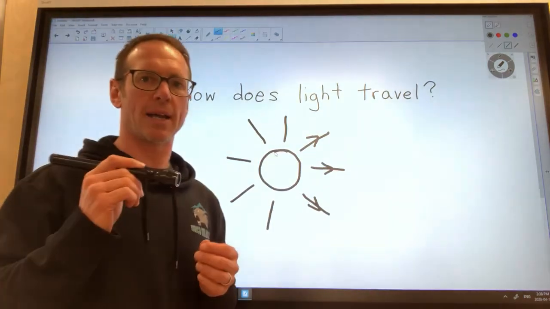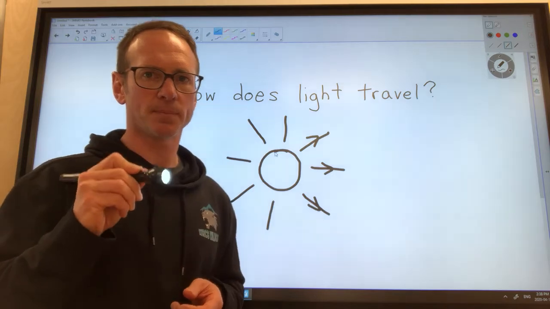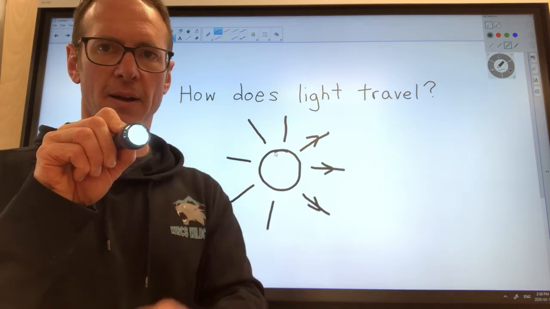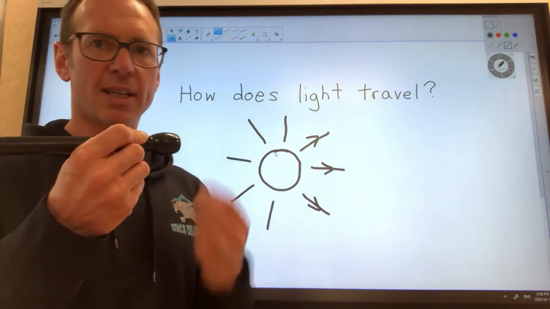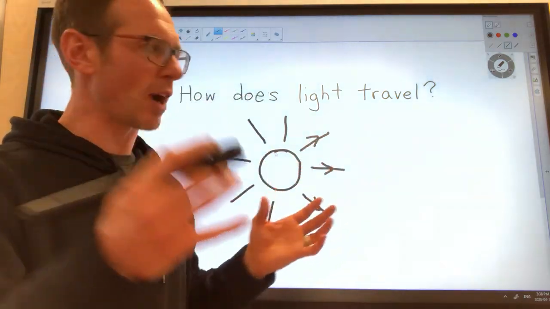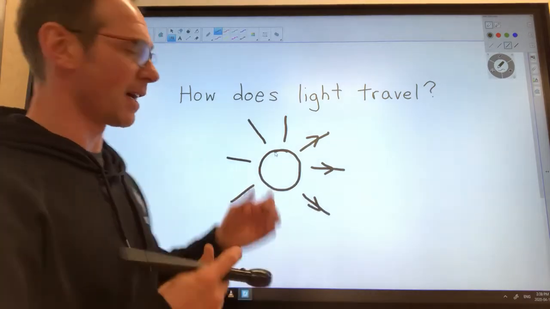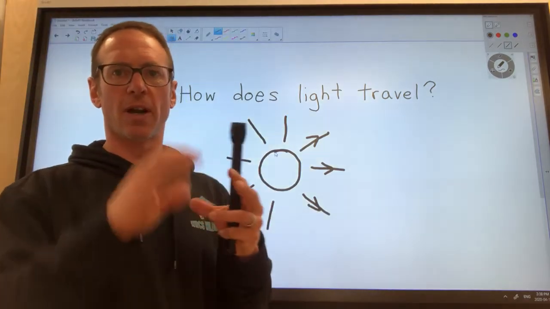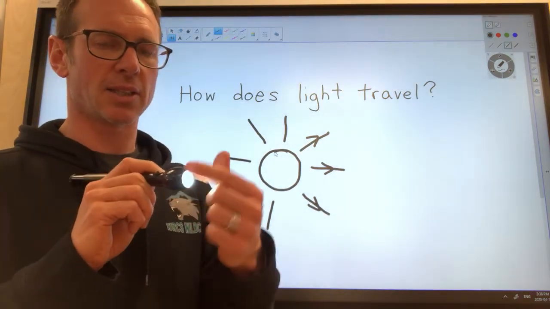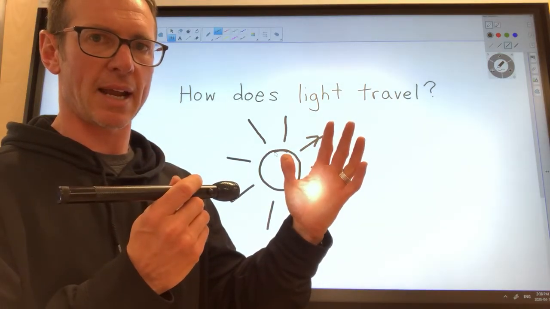I can show that with my flashlight here. When I turn it on, if I'm pointing it towards you, you can see the light that's there. But if I turn it away from you, you can't see that light anymore. It doesn't open up and travel in all different directions unless the light is like the sun, where it is circular and going in all different directions. But with my flashlight, since it's concentrating the light in one direction, it will only be seen in that area.